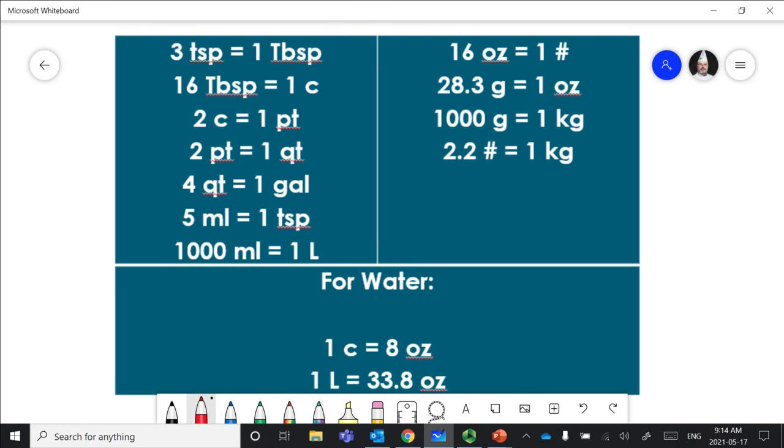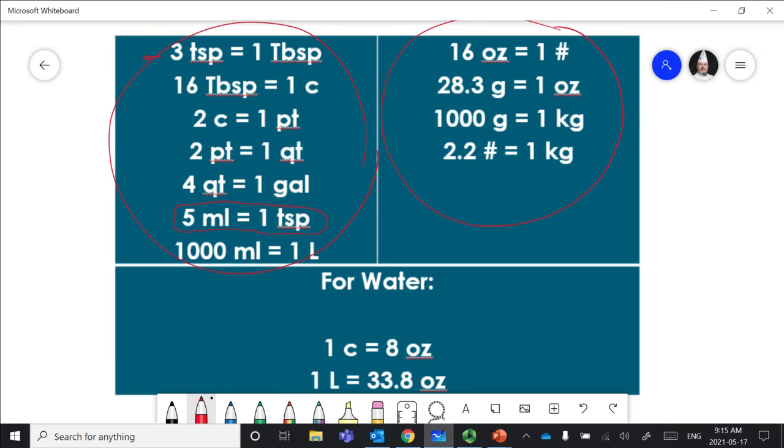So the first thing to look at here, there's 3 teaspoons in 1 tablespoon, 16 tablespoons in 1 cup, 2 cups in 1 pint, etc. I'm not going to read the whole chart. But the thing to notice here is we have 5 milliliters in 1 teaspoon, right? So, for example, if we know there's 5 milliliters in 1 teaspoon and there's 3 teaspoons in 1 tablespoon, we can easily figure out that there's 15 milliliters in 1 tablespoon, because 3 teaspoons added up is 15 milliliters, right? So this is a basis of doing all of your conversions, knowing that there's 28.3 grams in 1 ounce, right?